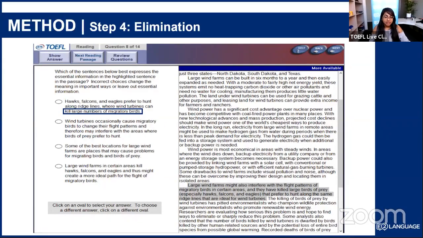Oops, sorry. I think I'll have to share my screen again. Sorry about that. I think the connection's not strong.